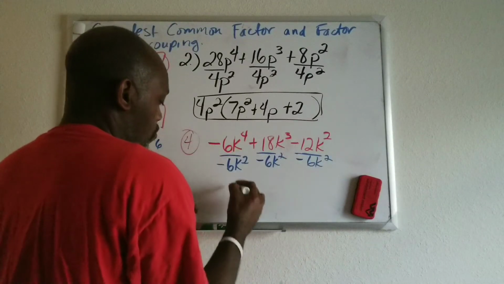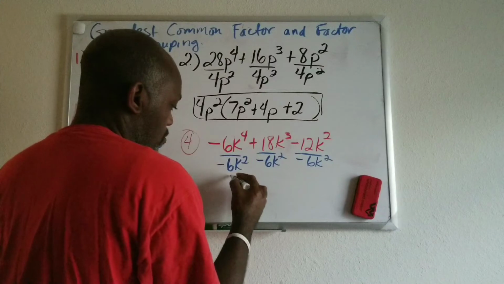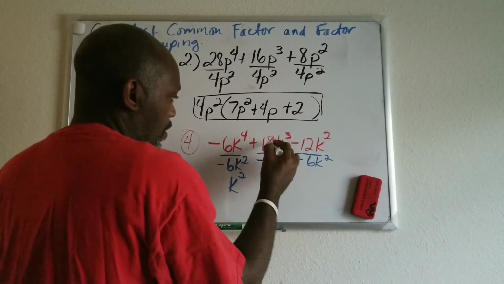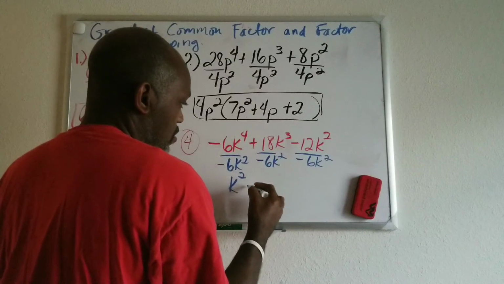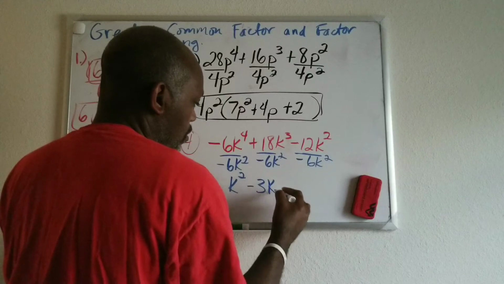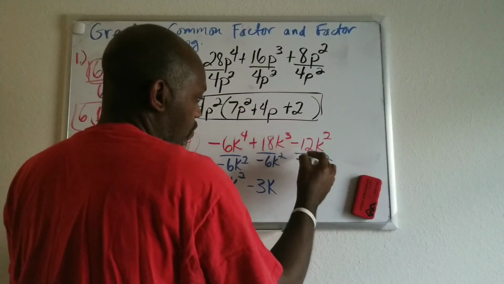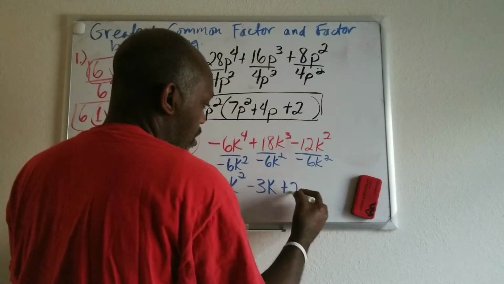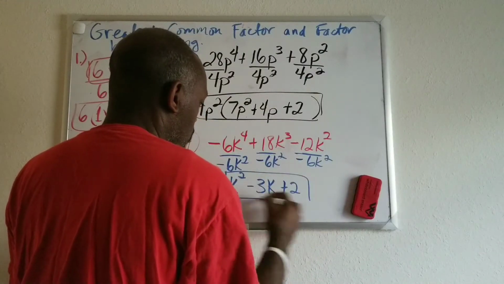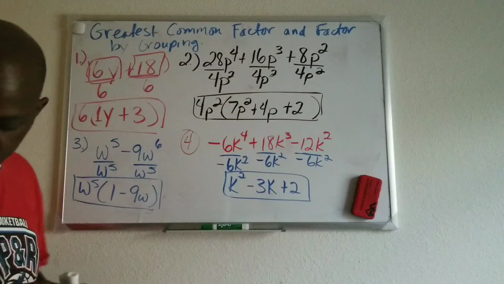So we have 1, that's divided by, so that's k to the 2nd, because 4 minus 2 is 2. 18 divided by -6 is -3. Okay, and then negative divided by negative is a positive, so it's going to be a +2. And then 2 minus 2 is 1. And there you have your answer. All right?